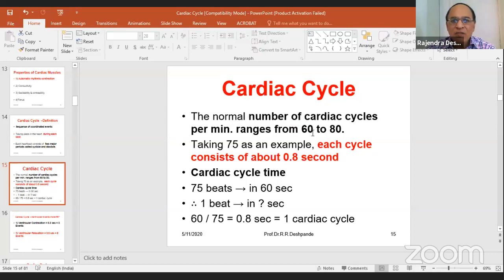The normal number of cardiac cycles per minute ranges from 60 to 80. For example, your pulse. What is the normal rate of pulse? 75 per minute on an average in an adult. So each cycle consists of 0.8 second. How has this number come?